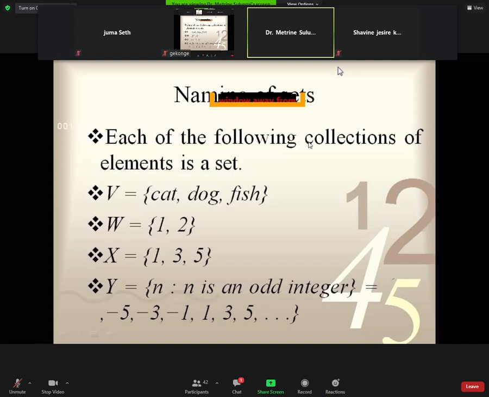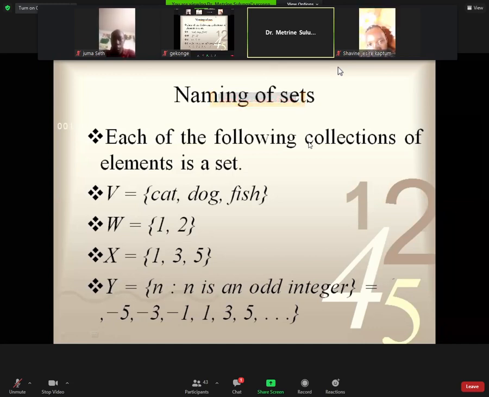For example, V has cat, dog, and fish. W has 1 and 2. X has 1, 3, 5. And Y: for all n such that n is an odd integer. The colon actually means "such that." Remember, you looked at integers, a collection of whole numbers that includes zero, positive numbers, and also negative numbers. So the first thing we have identified is that sets have names, and the names are always in capital letters.